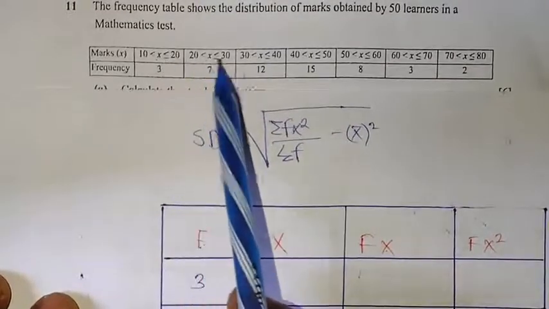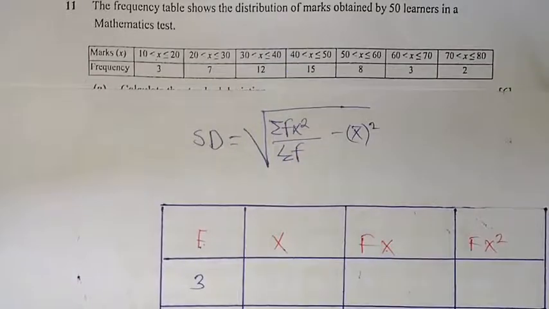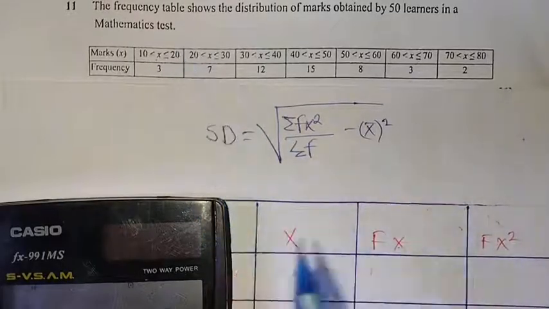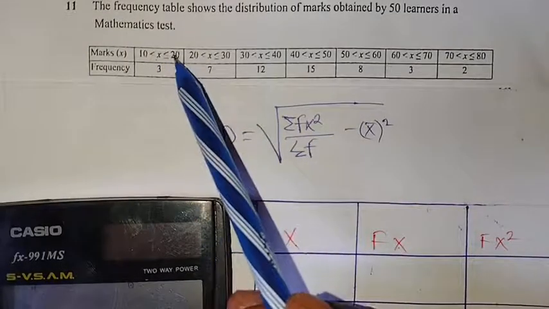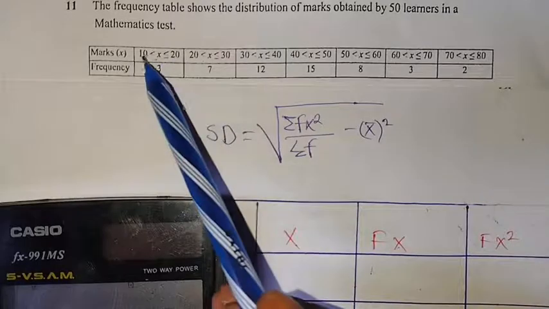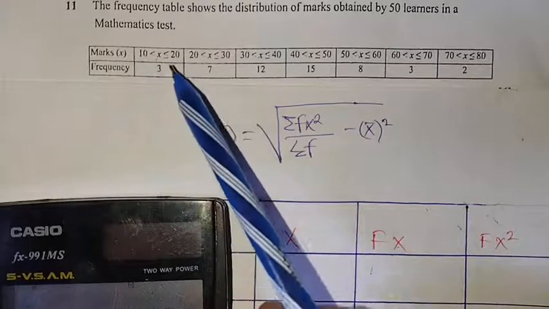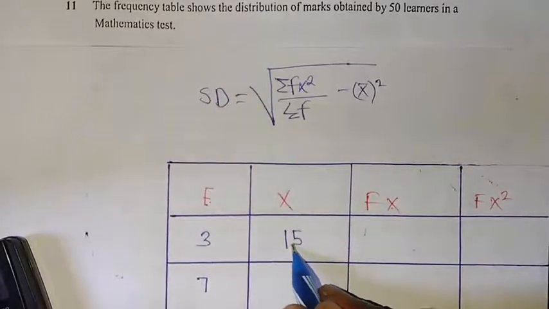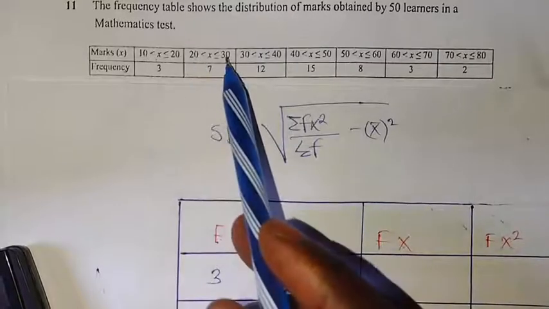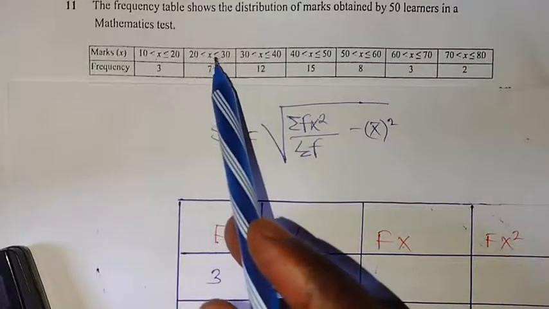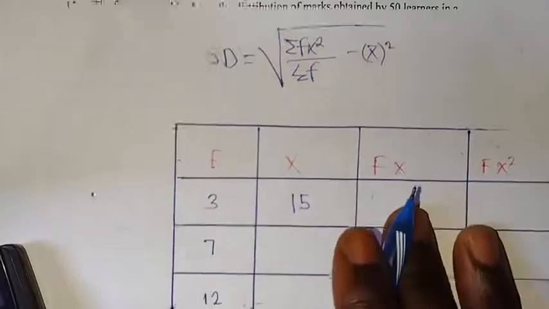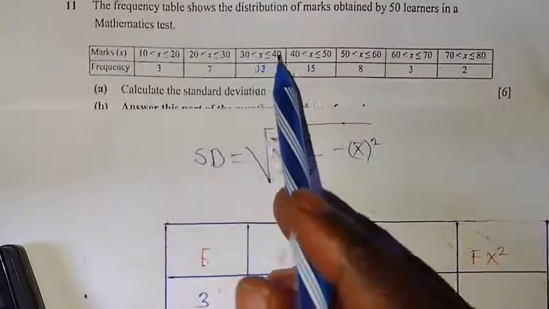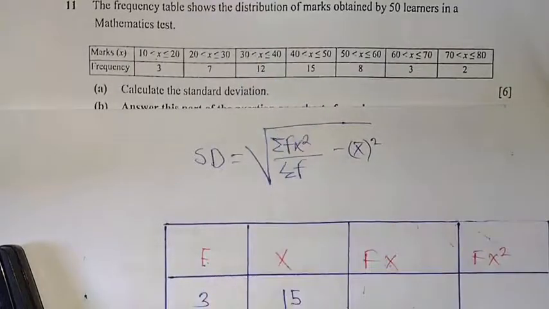Since we have class intervals, how do we find the values of x? Since we have the range, here there is 10, there is 20. You need to add these two, then find half of the sum. So 10 plus 20 gives us 30. Half of 30 is 15. So here we are going to have a 15. Again, 20 plus 30 is 50. Half of 50, you are going to have a 25. So write a 25. You do the same again, 30 plus 40.